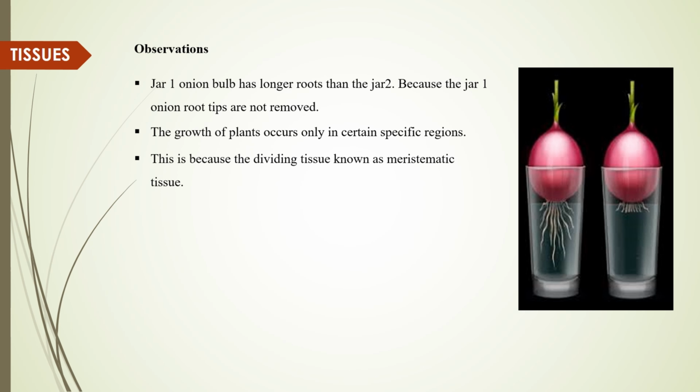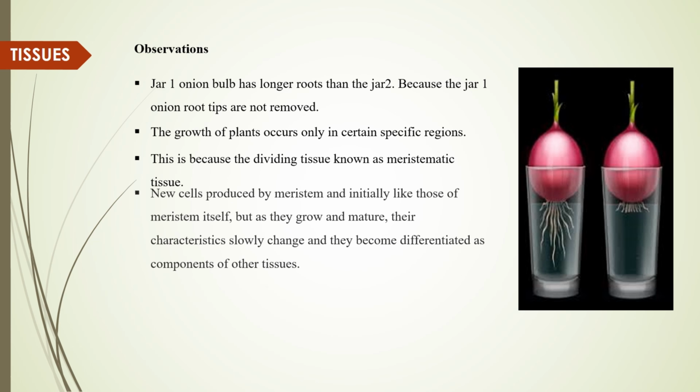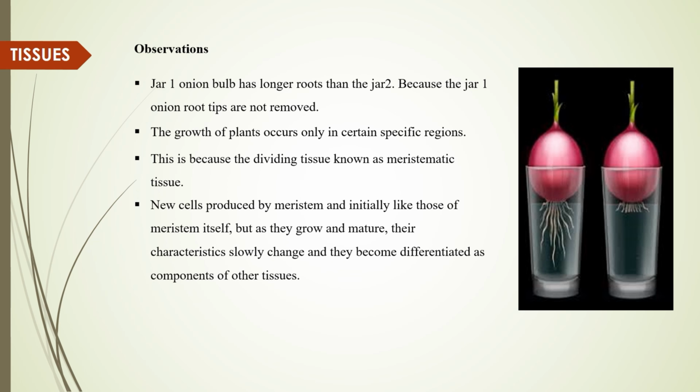This is because of the dividing tissue known as meristematic tissue. New cells produced by meristem are initially like those of meristem itself, but as they grow and mature, their characteristics slowly change and they become differentiated as components of other tissues.